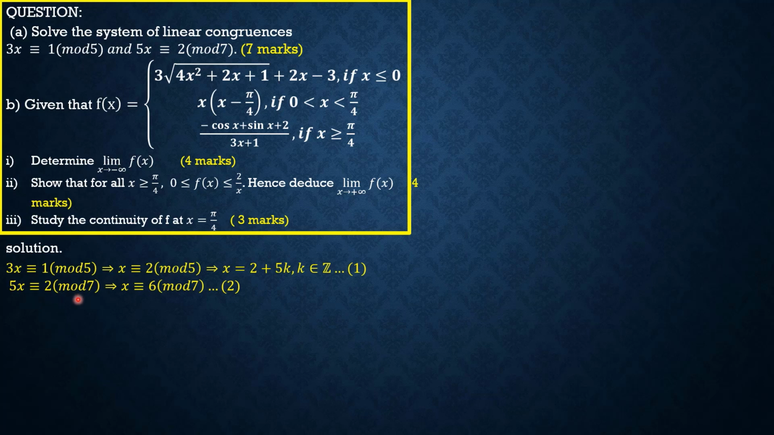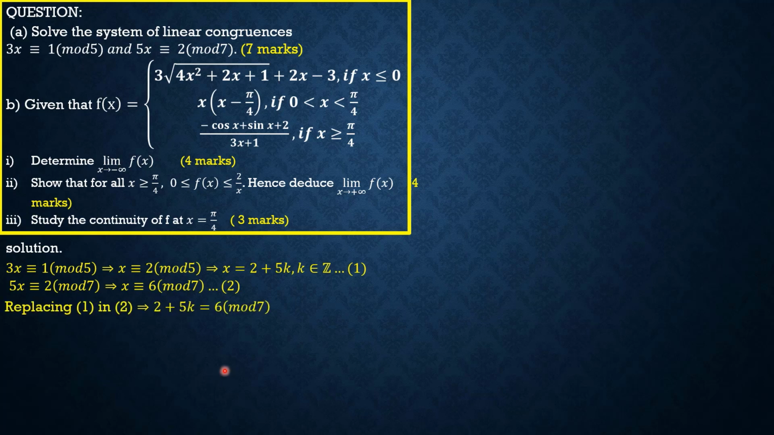So we do the same thing with the second equation. We have 5x is congruent to 2 modulo 7. Now the multiplicative inverse of 5 in mod 7 will simply be 3, since 5 times 3 gives 15, and if you take 15 divided by 7, we have 2 remainder 1. So since the remainder is 1, the multiplicative inverse of 5 is 3. If I multiply all through by 3, which is the multiplicative inverse of 5, then x will be congruent to 6 modulo 7. I'm going to call that equation 2.